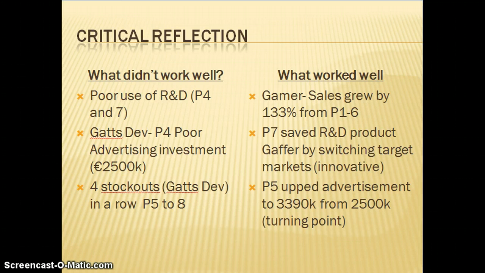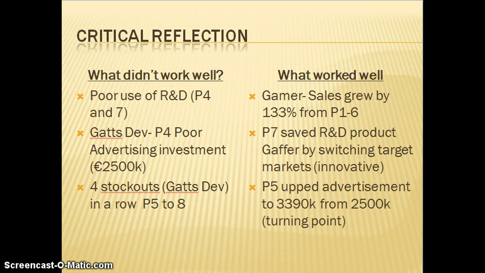What worked well? Gamer sales grew by 133% from period 1 to 6. Period 7 saved R&D product Gaffer by switching target markets. This showed innovation. In period 7, even though we miscalculated the cost of production in comparison to sales cost, we made something out of nothing, aiming Gaffer at the early adopter market and Gamer at the innovator market. A larger market allowed us to sell more of our new product, while Gamer was well established. We are more confident it would perform okay in the innovator market.